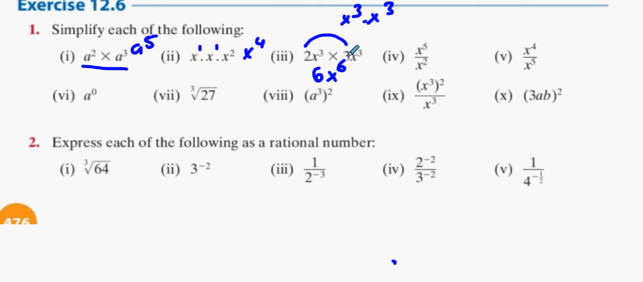Next one, Oscar. X5 divided by X2? Yes, it is. Next one, X4 divided by X5? X power minus 1, happy days. Next one here, A to the power of 0? 1. Cube root of 27? 3. A3 by 2?